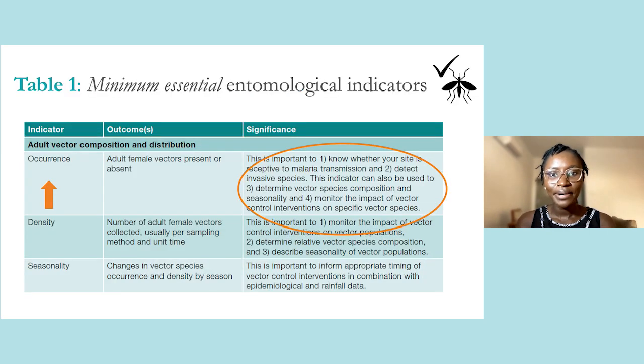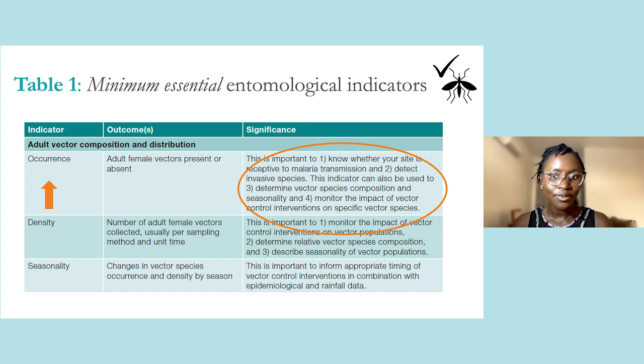Table 1 is a list of minimum essential entomological indicators. The first column in the table lists the entomological indicator, such as vector occurrence, density, and seasonality, as you see here. The second column, labeled outcomes, gives a description of each indicator. And the third column describes the significance of the indicator for program decision making. For example, vector occurrence refers to adult female vectors present or absent, and the significance column notes that this is important to know whether your site is receptive to malaria transmission and detect invasive species.